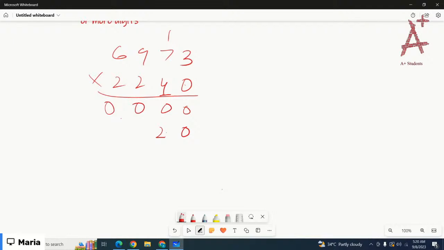4 times 7 is 28 and 1 is 29, 2, 2 carry. 4 times 9 is 36 and 2 is 38, 8, 3 carry. 4 times 6 is 24, 25, 26, 27, right?